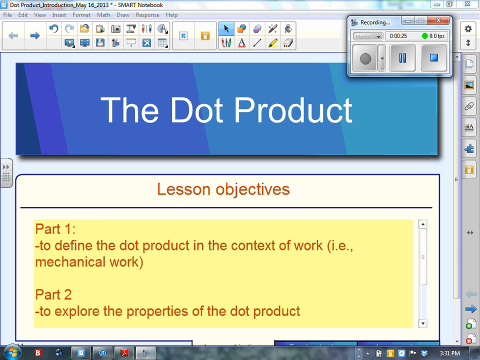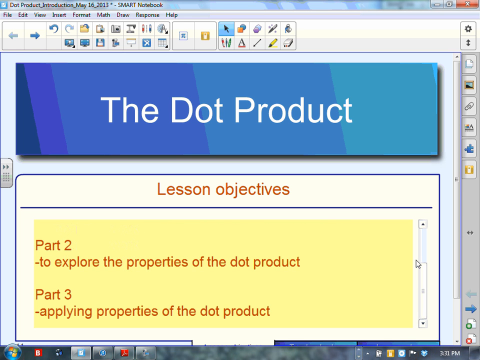So this is a three-part lesson, and in the first part, we're going to define the dot product in the context of an example. That is the example of work. You may have seen this in physics class when you were studying the concept of mechanical work. Parts 2 and 3 are going to relate to other characteristics and properties of the dot product, and then part 3 will involve some application.